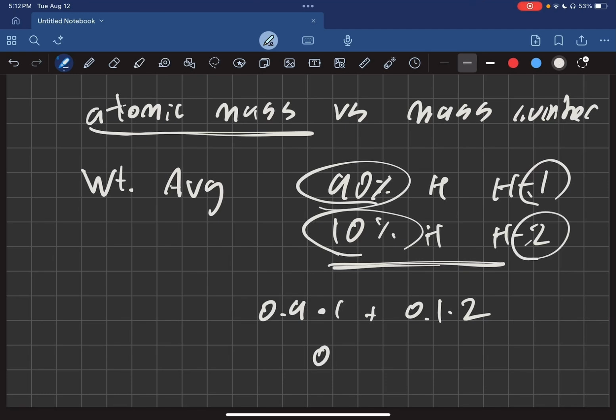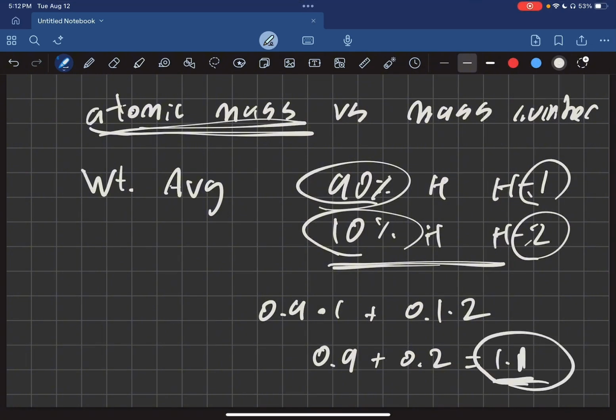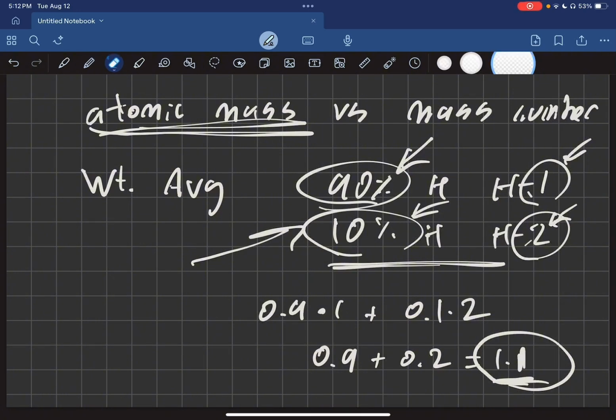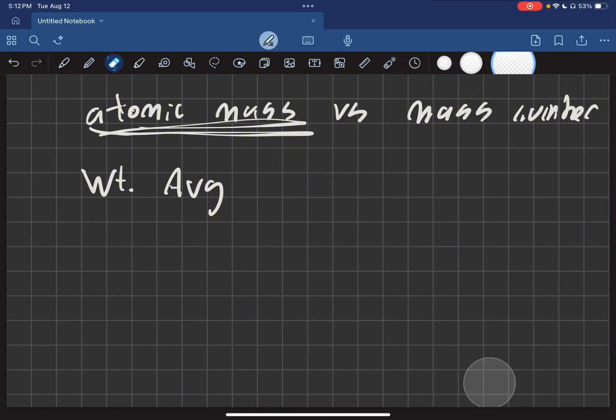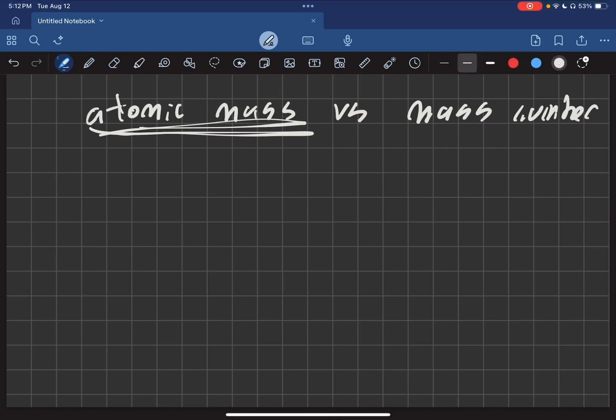So this would be 0.9 plus 0.2 equals 1.1. So in this instance, my atomic mass of hydrogen would be 1.1 because I went out and I found that 90% of my hydrogen had a weight of 1 and 10% had a weight of 2. So I took the weighted average of those weights to get my atomic mass. And that's what atomic mass is. Oftentimes you'll see it written as average atomic mass. So that really just drills in that it is an average.